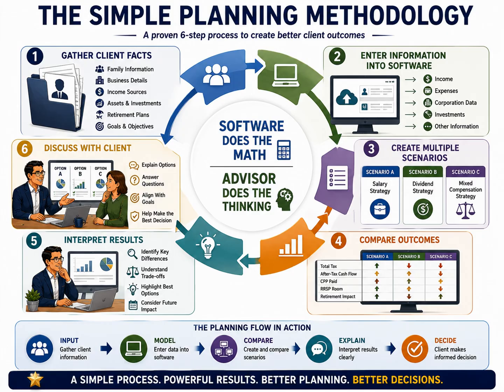Finally, the sixth step is to discuss the results with the client. The advisor explains the options, answers questions, and helps the client understand how each strategy aligns with their goals. The client can then make an informed decision based on a clear understanding of the available choices.